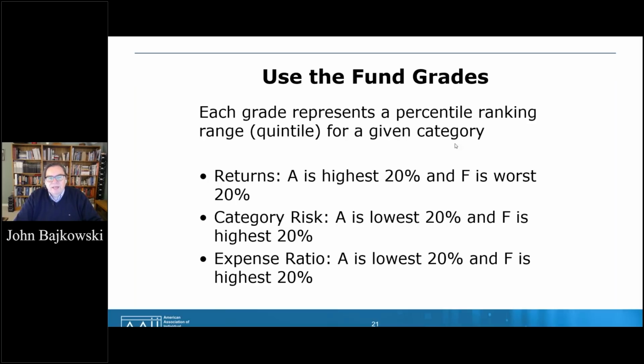So, in the case of category risk, the funds that have the lowest volatility get the A grade within their category. The funds that are the highest, most volatile funds get the F grade. And expense ratios, same thing. The funds that have the lowest expense ratios within their category, and for funds and for ETFs, we break those up as well, they get the A grades. The funds that have the highest expense ratios within the category, or the ETFs that have the highest expense ratios in the category, they happen to get the F grades. That's how grades are determined, specifically within their category.